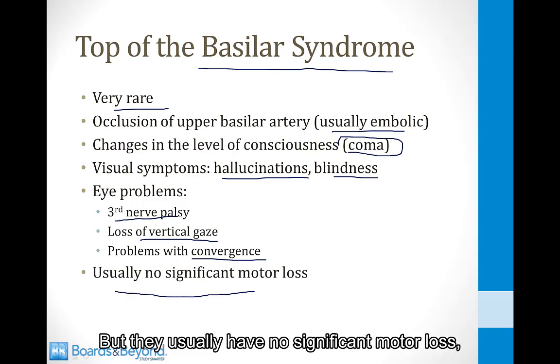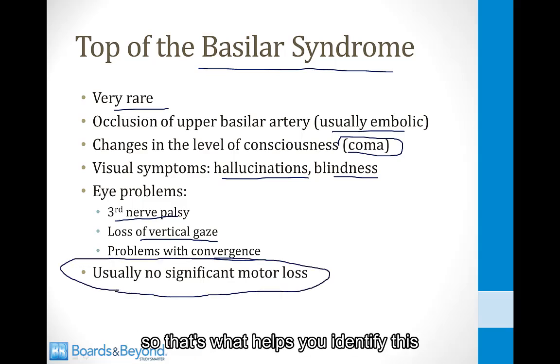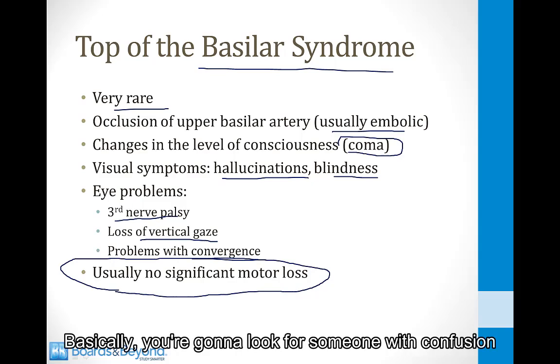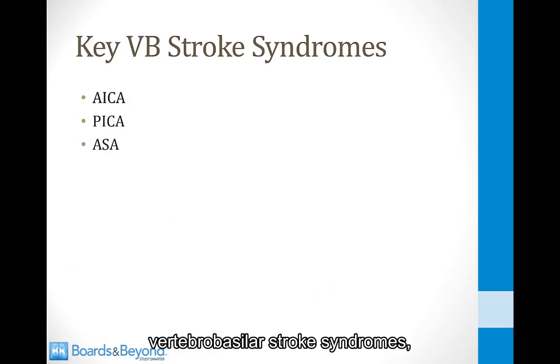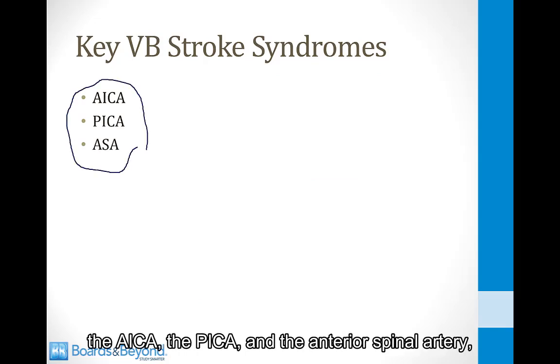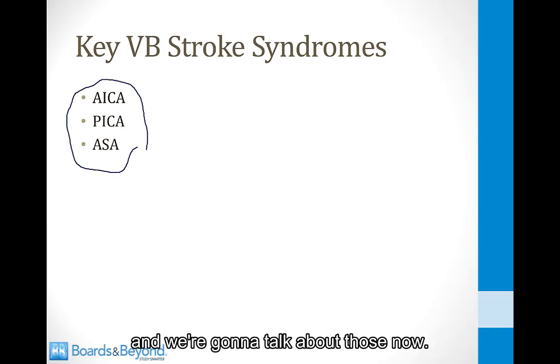But they usually have no significant motor loss, so that's what helps you identify this as a top of the basilar syndrome. Basically, you're going to look for someone with confusion, sort of slipping in and out of a coma, who has a lot of eye symptoms only. So those are all very rare vertebral basilar stroke syndromes, but these ones are the big three, the AICA, the PICA, and the anterior spinal artery, and we're going to talk about those now.